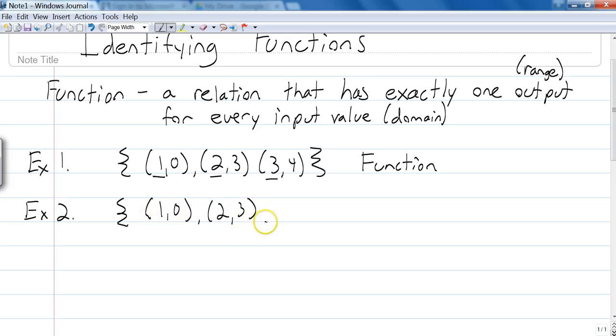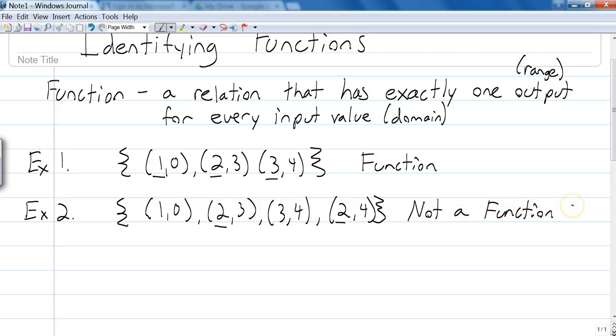I'll do the same example, but then I'm going to add another point to this function. So we're going to do maybe, I don't know, (2, 4). Now what happens is when I have an x of 2, I get 3 or I get 4. Those are two different outputs for the same x value. So now this is not a function anymore.